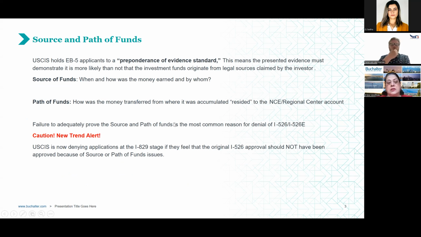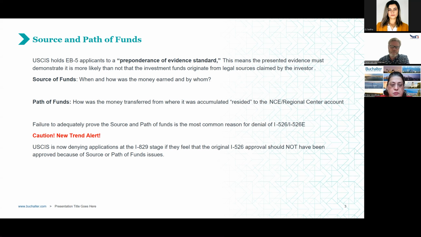Right. Source and path of funds. This is the most crucial part of your EB-5 application. USCIS holds EB-5 applicants to what they call a preponderance of the evidence standard, which basically means that applicants are required to provide as much documentation as they can to show that their funds were legitimately earned, so legally sourced, and also legitimately transferred. The transfer or the path of funds is very, very important because certain countries have very strict currency restrictions. And so USCIS wants to make sure that the manner in which you transferred the funds was legal, right? We'll talk a little bit about specific issues with respect to India and China, but your source of funds and your path of funds, both of them have to be fully documented. Failure to do that will cause denials on the I-526 portion.